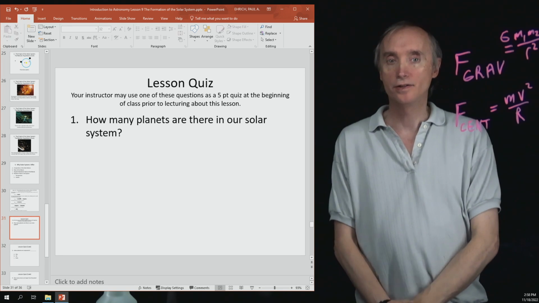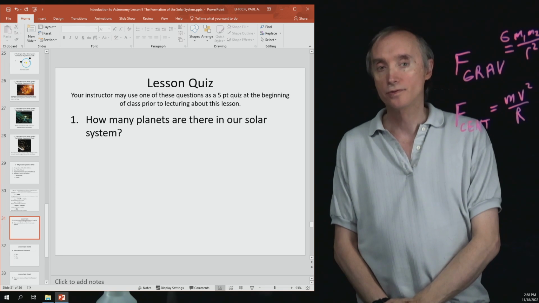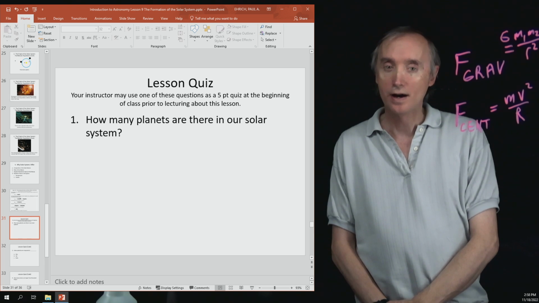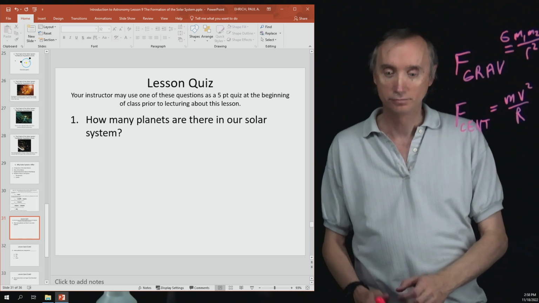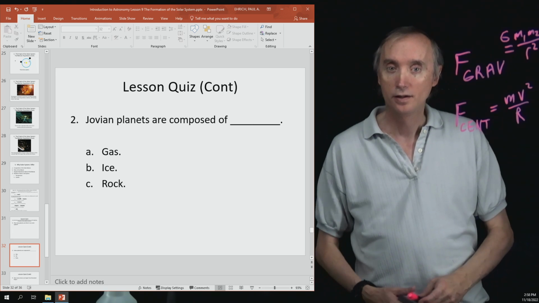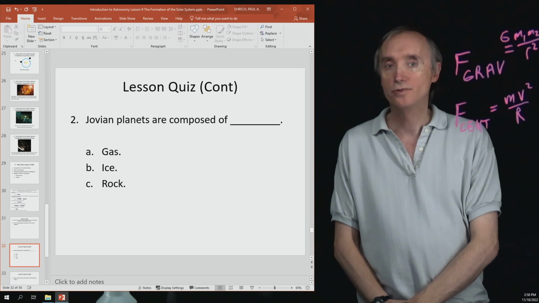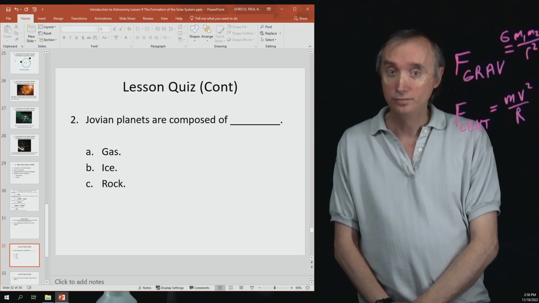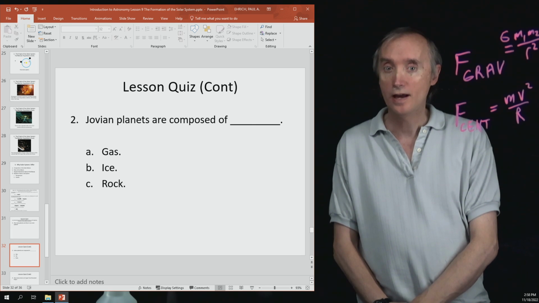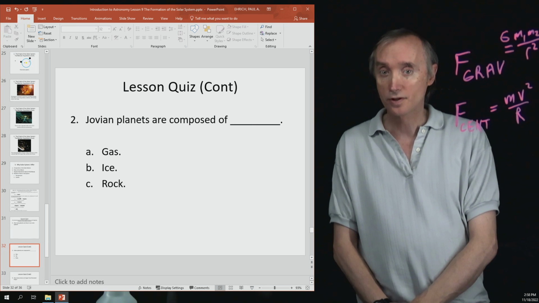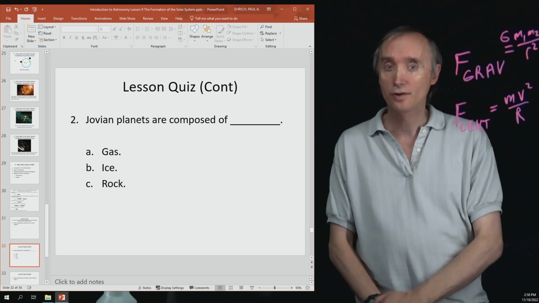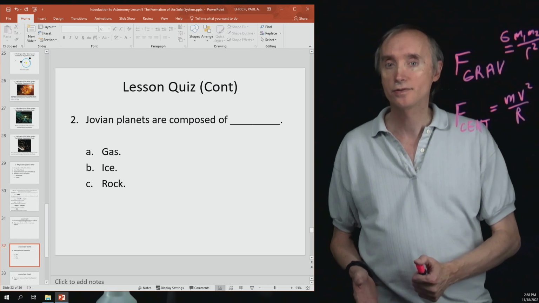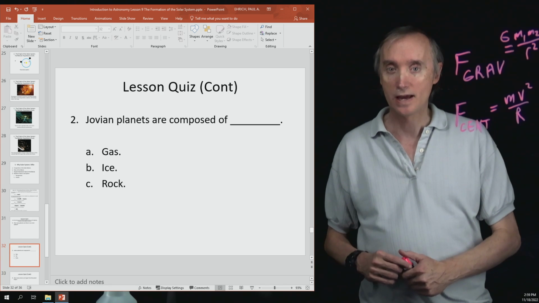How many planets are there in our solar system? Okay, so it's going to be 8, 9 if you want to include Pluto. Jovian planets are composed of what? Now it is true that the Jovian planets do have a core composed of rock and ice, but for the most part, Jovian planets are gas giants. So the correct answer is gas.